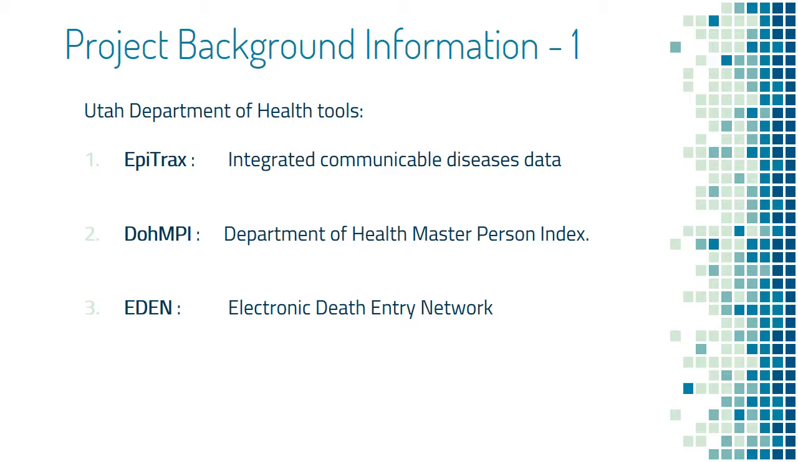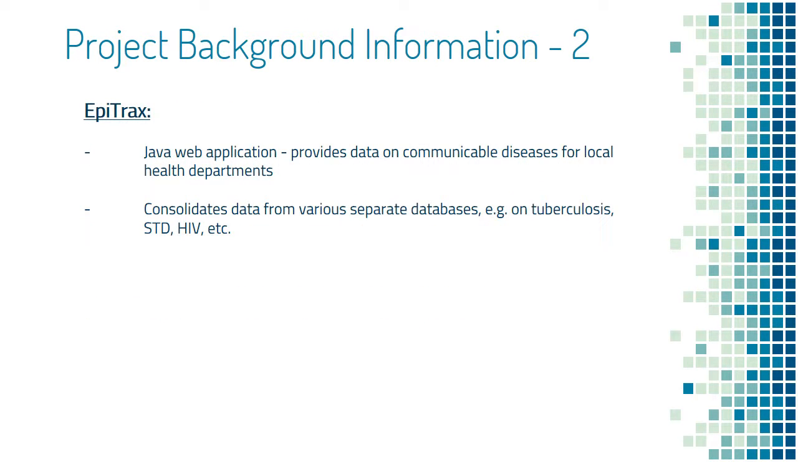These are three major Utah informatics systems which are relevant to our project. They are EpiTrax, which represents the integrated communicable diseases data, DOE-MPI, which is the Master Person Index, and EDEN, which is the Electronic Death Entry Network. The first important component is EpiTrax. EpiTrax is a Java web application servicing requests for information on the Utah population affected by communicable diseases.